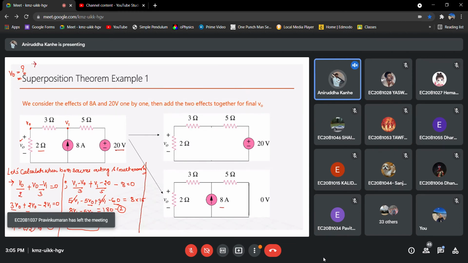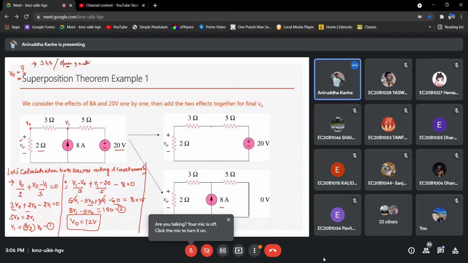Now one thing you have to understand is that when you are using superposition, let us say for 20 volts, one of the sources, all the other sources will be either short circuited or open circuited. So what you are supposed to do is nullify their presence. How can you do that? If it is a voltage source, you have to short it. If it is a current source, you have to open it.